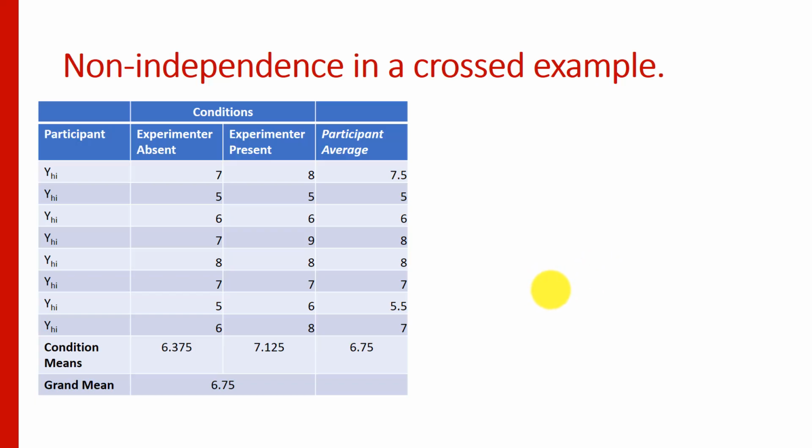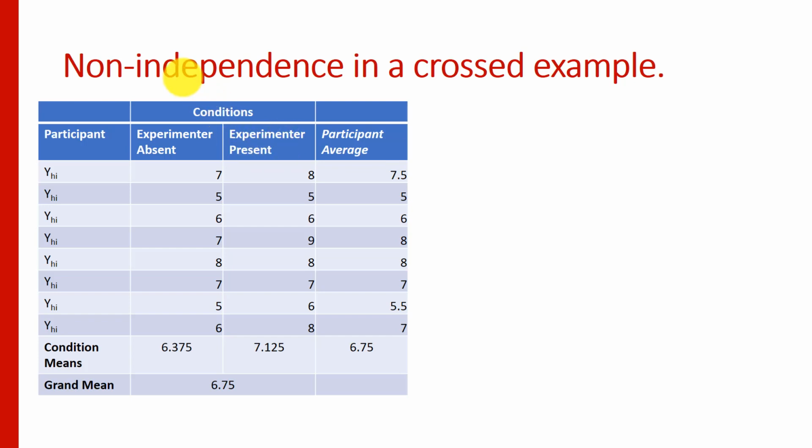So in the video today, we'll be working on the example from the textbook, in which we had participants rating their anxiety under conditions in which an experimenter was absent or an experimenter was present, right, while they completed this task. So each participant, each Y_HI, completes the task under both experimenter absent and experimenter present conditions. Because each person is represented at each condition, that means that the factor of participant is crossed with the factor of condition.